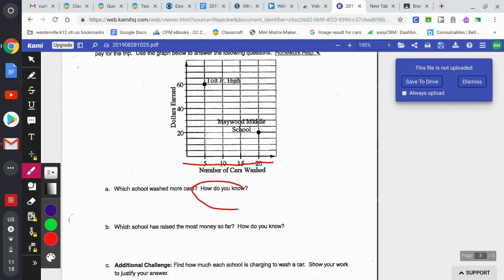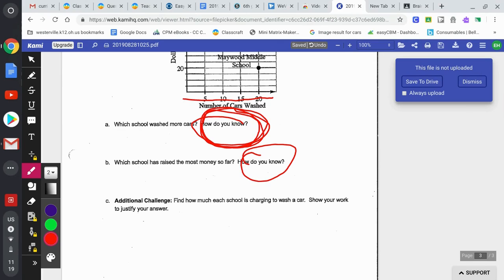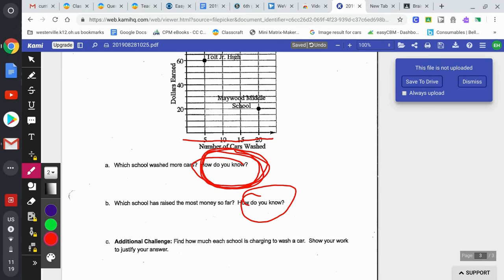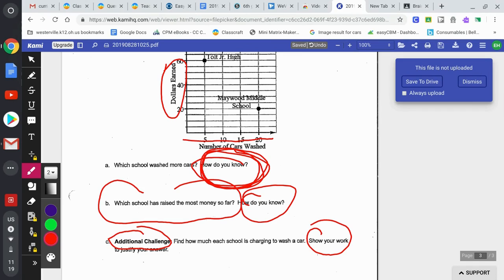How do you know? So here's the second thing. If it tells us how do you know, you must explain. It shows up here again. Anytime a question asks you how do you know, you have to explain. You won't receive credit for it otherwise, especially when it comes to a test. Next question, B, which school has raised the most money? You might want to look here. An additional challenge, please try it because it's on your homework. Find out how much they are charging. Show your work to justify your answer.